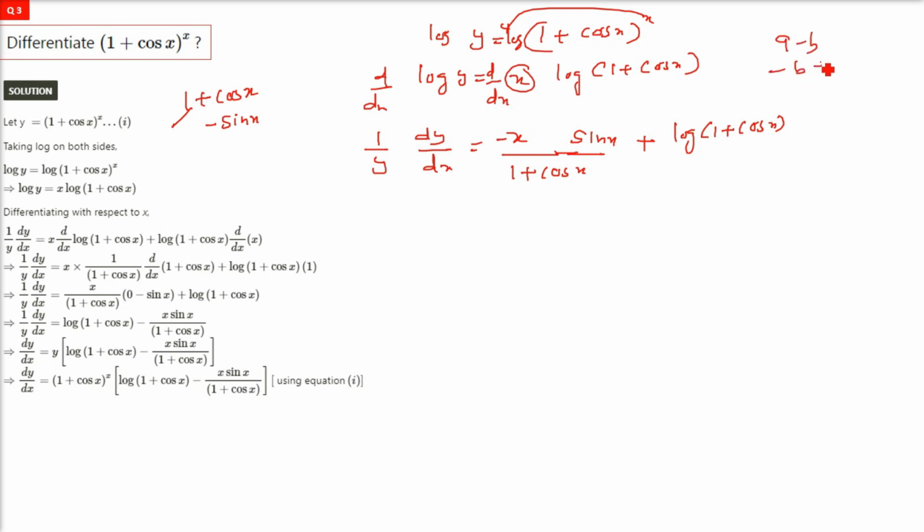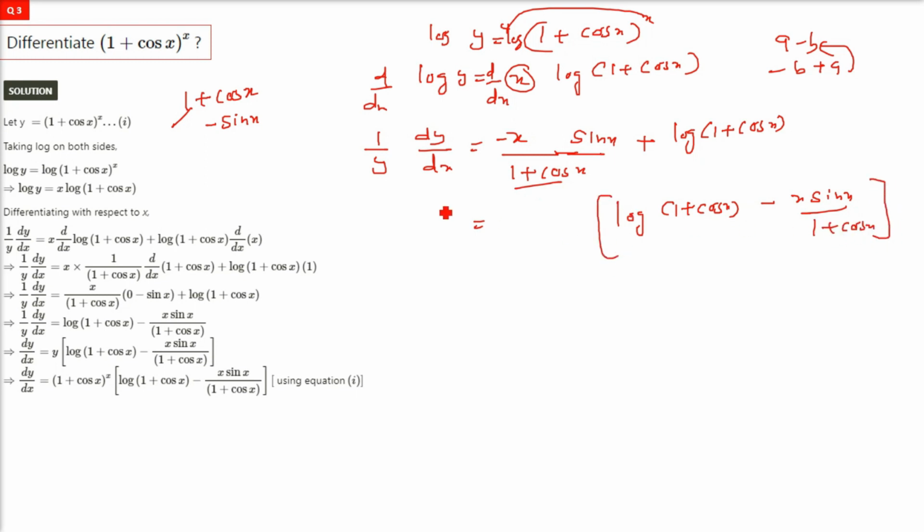See, a minus b, if it is minus b plus a, which one is better? A minus b. So we always try to keep like that. So log 1 plus cos x, I am swapping with this one. So just changing the position. Minus x sin x divided by 1 plus cos x.